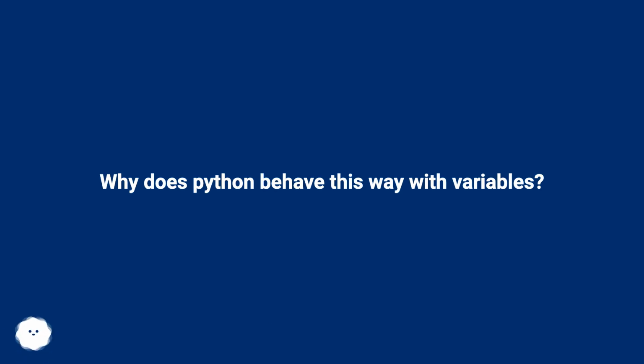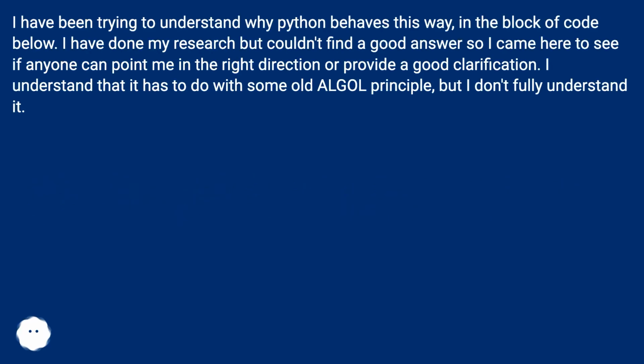Why does Python behave this way with variables? I have been trying to understand why Python behaves this way, in the block of code below. I have done my research but couldn't find a good answer, so I came here to see if anyone can point me in the right direction or provide a good clarification. I understand that it has to do with some old ALGOL principle, but I don't fully understand it.